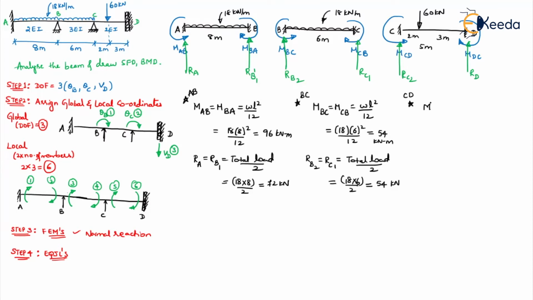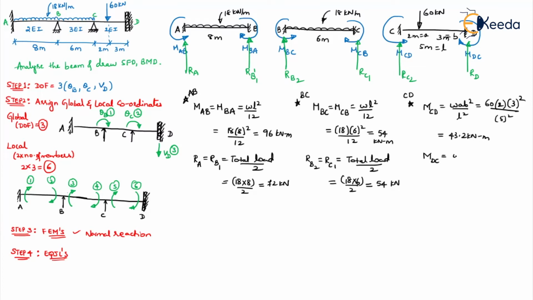Now here it is different because it is an eccentric point load. So MCD will be what? WAB square by L square. So W is 60, A is 2. So this is your A, this is your B, this is your L. Okay. WAB square by L is 5 whole square. So how much will you get? 43.2 kilonewton meter.